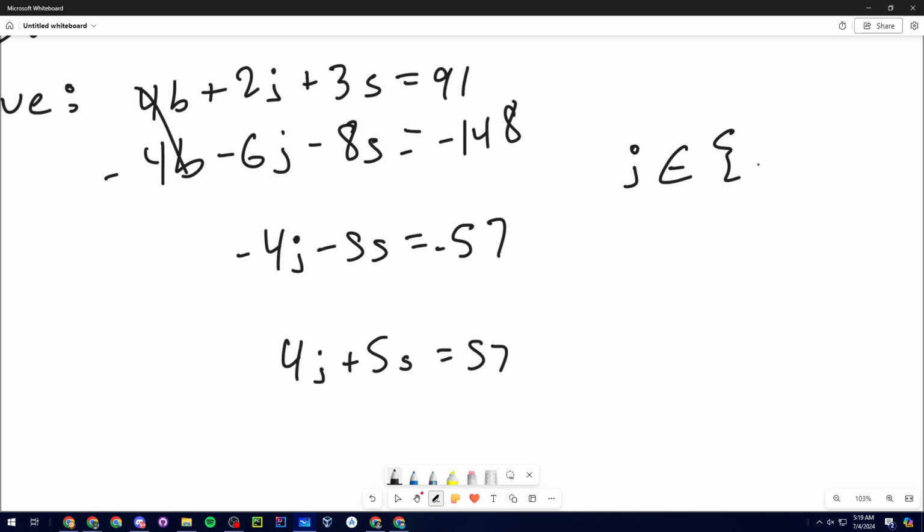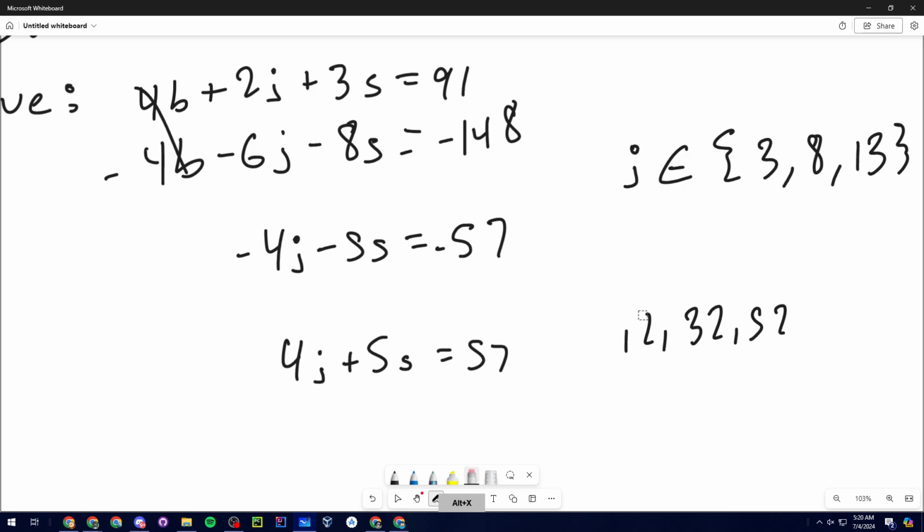So what multiples of 4 end in a 2? Well, I have 12, I have 32, I have 52. And then j would have to equal 3, 8, and 13. And those are the only values, because if it was greater, then s would be negative, and that breaks the whole problem. So now I have 3 possible values for j.